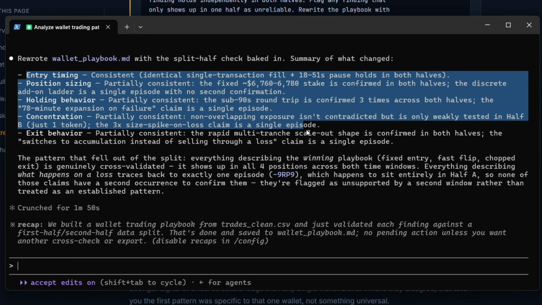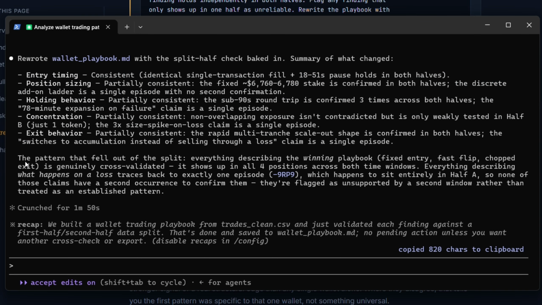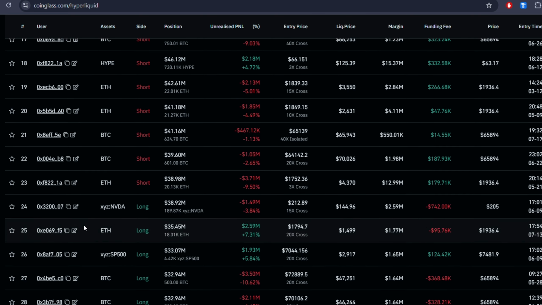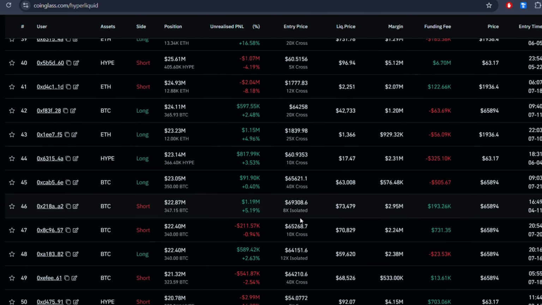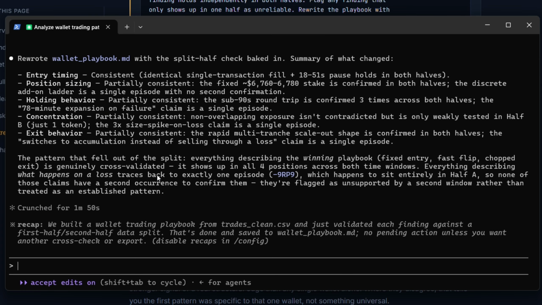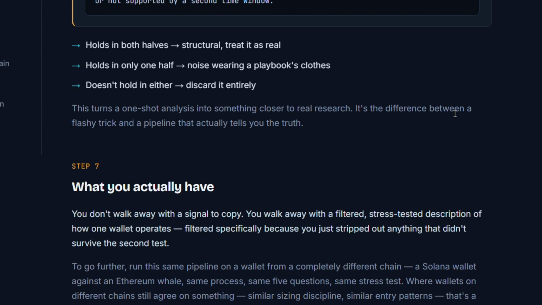Claude rewrites the analysis with this in mind. Every finding gets labeled based on whether it held consistently across both time windows, held partially, or didn't hold up at all outside the original sample. This is the step that turns a flashy one-shot analysis into something closer to real research. It's slower, it's less exciting to watch, but it's the difference between a video that shows you a cool trick and a pipeline that actually tells you the truth.